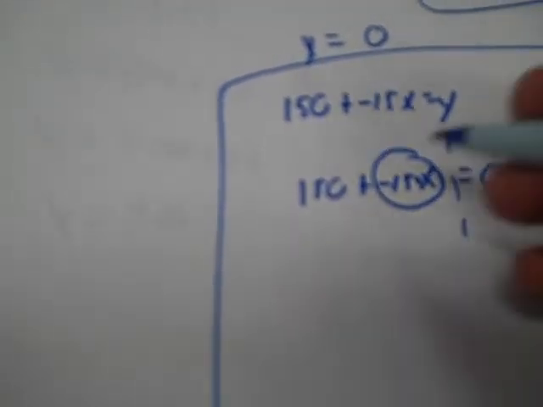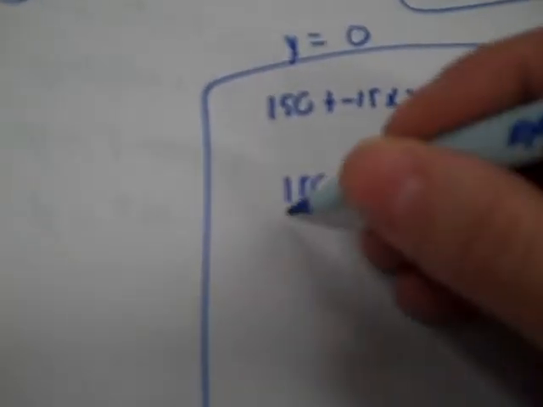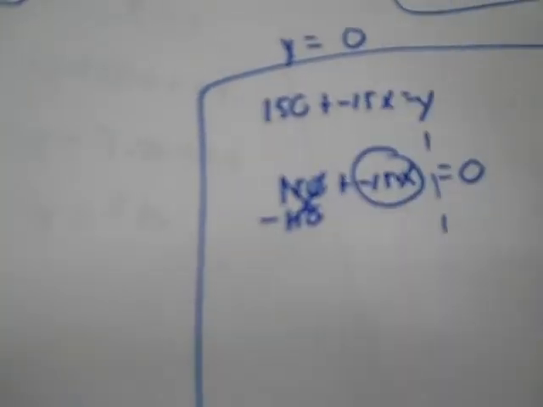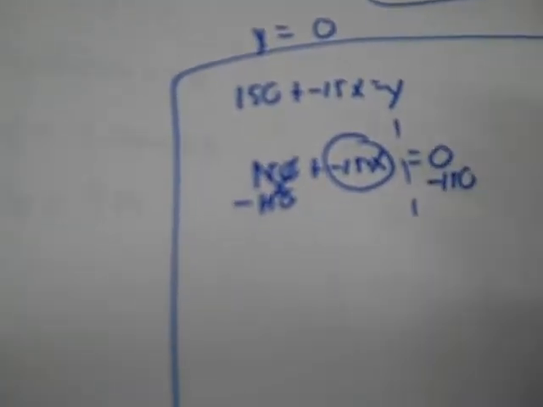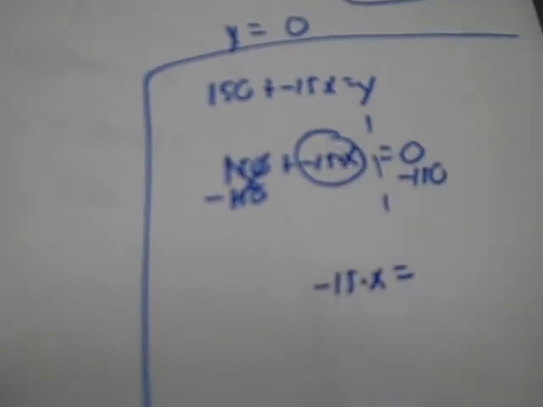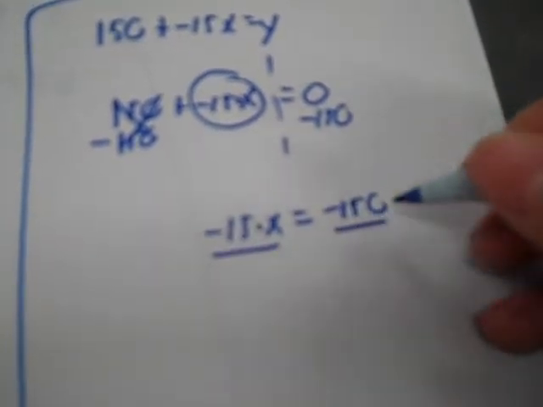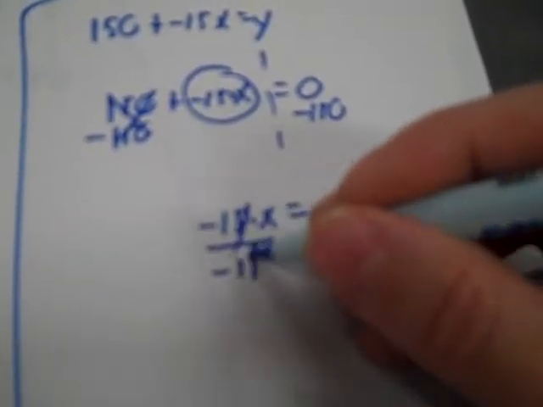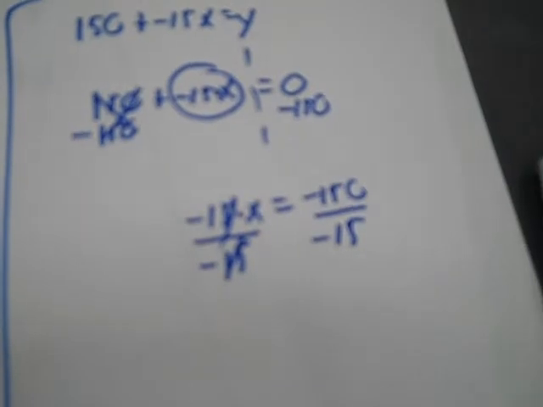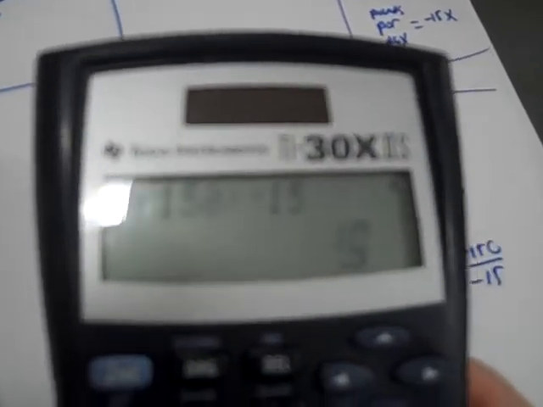So here's my wall. I've got to get the 150 to 0. I would minus 150 and then minus it from 0. So I end up with negative 15 times x, and then I take 0 minus 150. That's negative 150. Then I divide by negative 15. Remember, I'm still going to get a positive because a negative divided by a negative is a positive. 10, okay? 10 days.